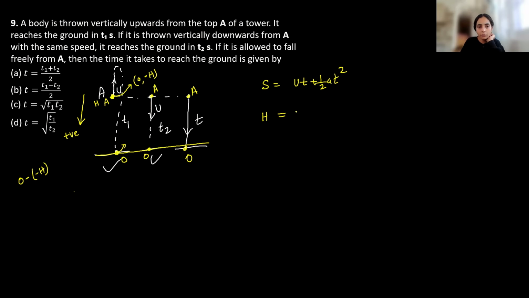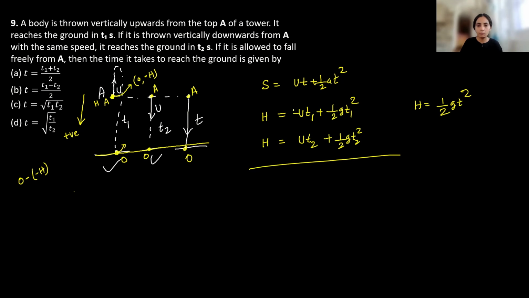So h is equal to this, and u is in upward sense, so minus u t1, and g is in downward sense, so plus half g t1 square. So this is for t1, right? And for the second case, h is equal to u t2, you have taken positive because it is given initial velocity in the downward sense, plus half g t2 square. And for the third, if you write, then you will be writing h is equal to half g t square, because it is not given any initial velocity.